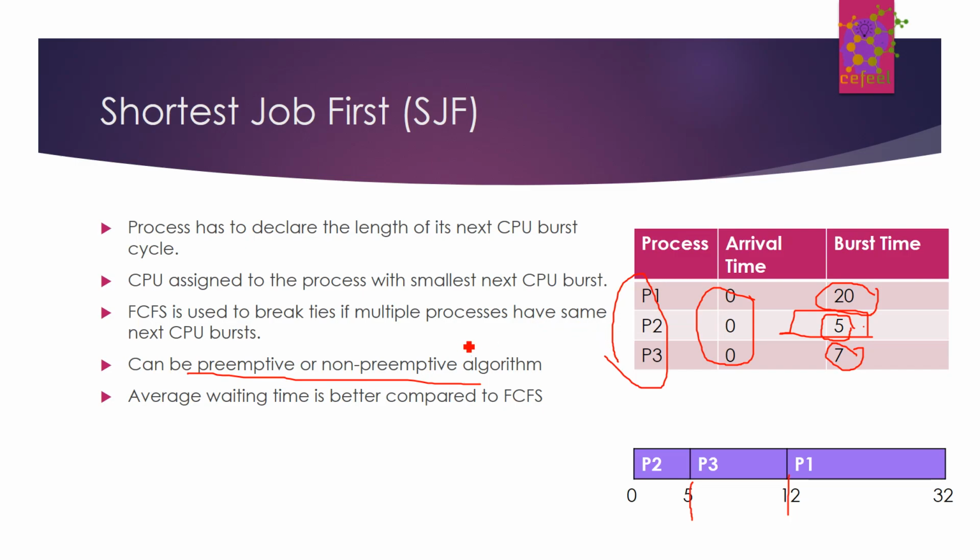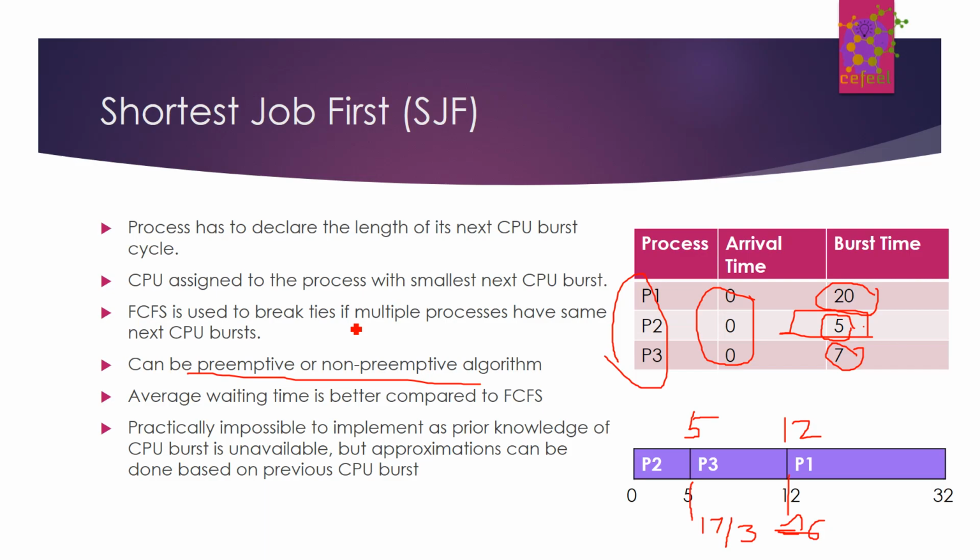And let's compare the waiting time in this case. P3 had to wait just 5 seconds and P1 had to wait 12 seconds. So the total is 17, and the average waiting time is 17 by 3, which is close to 6 seconds. Compare this with FCFS, where the average waiting time was 15 seconds, but the burst times were similar. They were just slightly different in the arrival times, but just see how much better SJF, or shortest job first, is compared to FCFS.